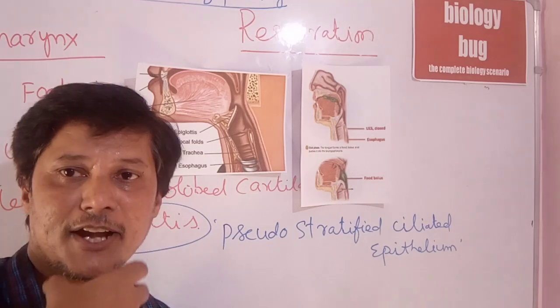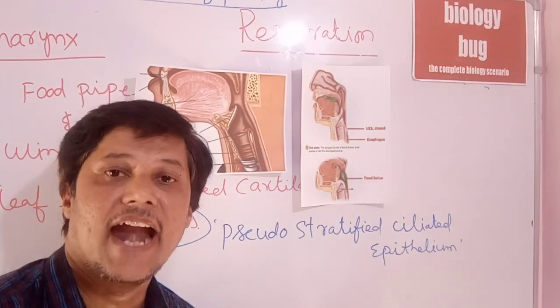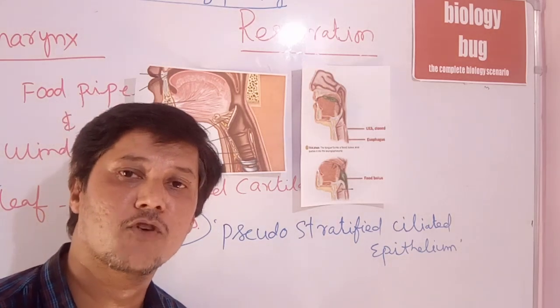When the food enter into the trachea, these cilia beat forcefully, and that dust or unwanted food material will come out from our mouth.